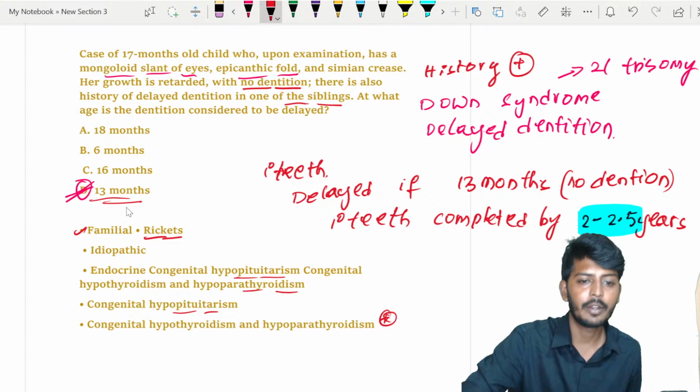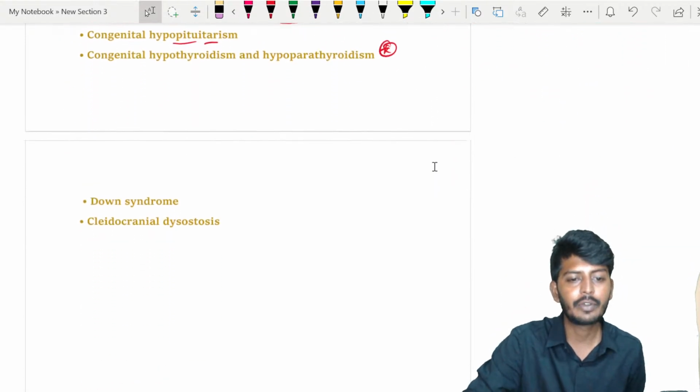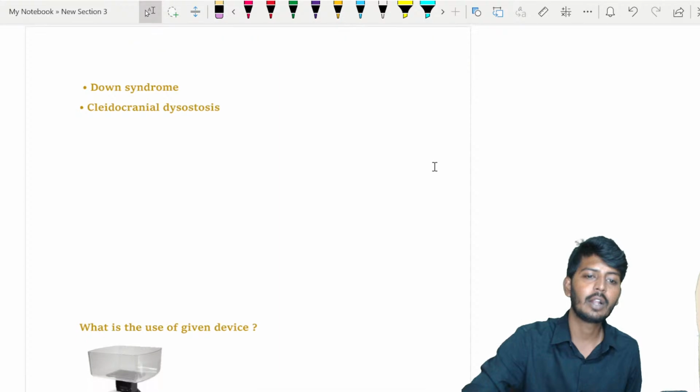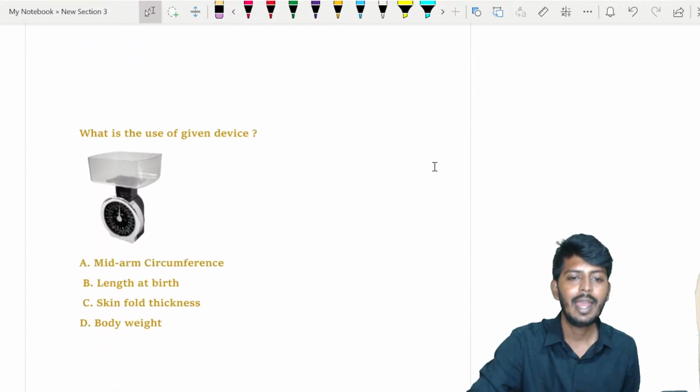Understood, children? Chalo. Let's go to the next one, that is Down syndrome and also cranial dysostosis. Okay. Let's go to the next one.